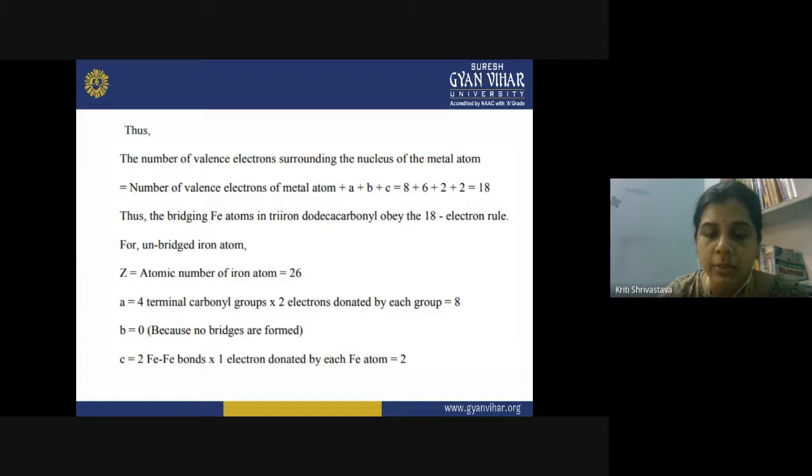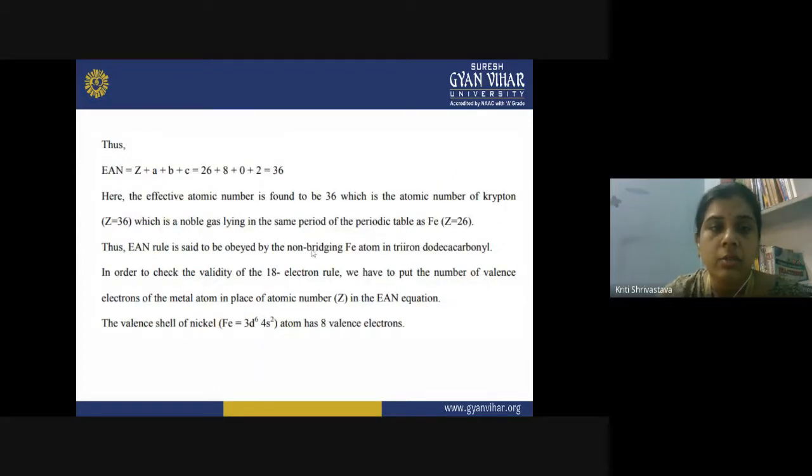Now let us put all these values in our equation. EAN is equal to Z plus A plus B plus C. Z is the atomic number 26, plus 8 plus 0 plus 2. So again, a total of 36 comes out, and it is the atomic number of krypton. Krypton is the noble gas lying in the same period of the periodic table as the iron. So again, you can say that the EAN rule is obeyed by the non-bridging iron atom as well in the tri-iron dodecarbonyl.